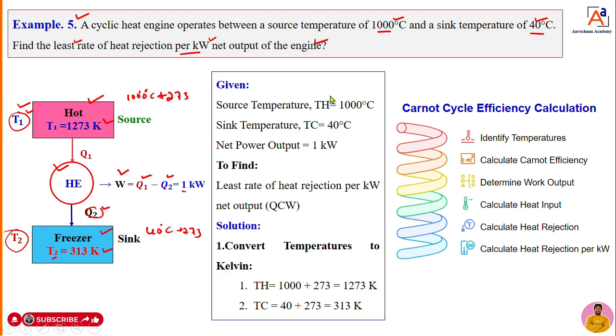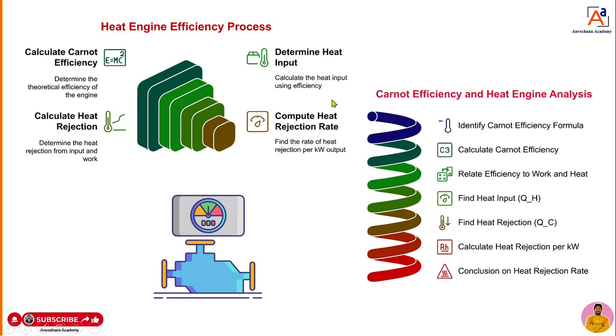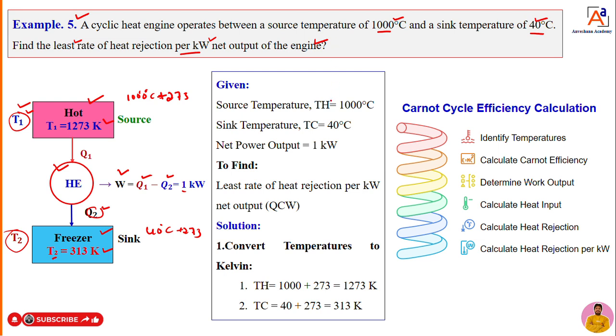First, list out the given data. The source temperature, that is the hot zone or hot reservoir temperature, is 1000 degrees Celsius. The cold reservoir or sink temperature is 40 degrees Celsius. The net power output, the work done by the engine, is 1 kilowatt. These are the data given. For this we need to calculate the amount of heat rejected.